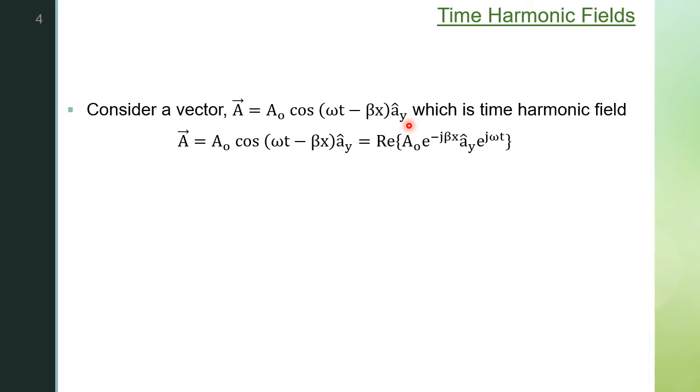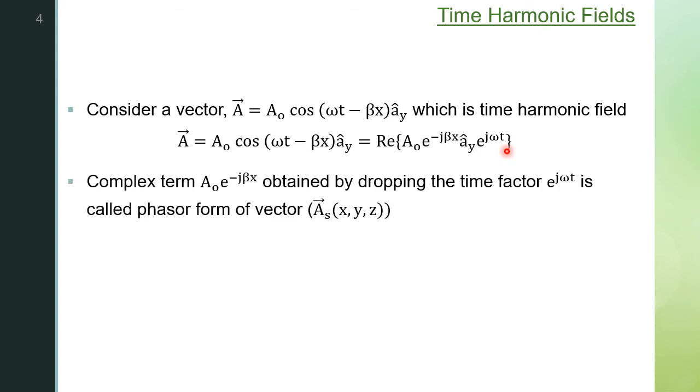Now this can also be expressed as the real part of A naught e raised to minus j beta x ay cap e raised to j omega t. Because if we expand e raised to j omega t minus beta x, we get cos omega t minus beta x plus j sin omega t minus beta x. If you take the real part from it, you will get cos omega t minus beta x ay cap. If you consider the first term, it is independent of time. And when you consider the time factor, it is e raised to j omega t.